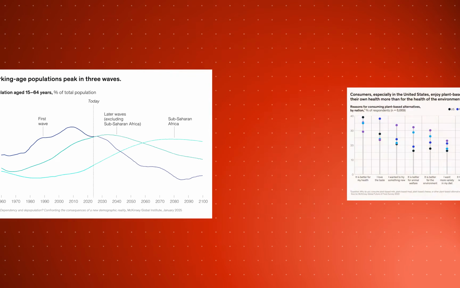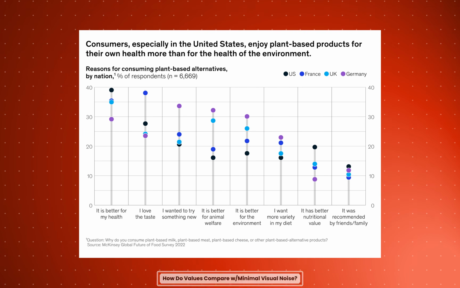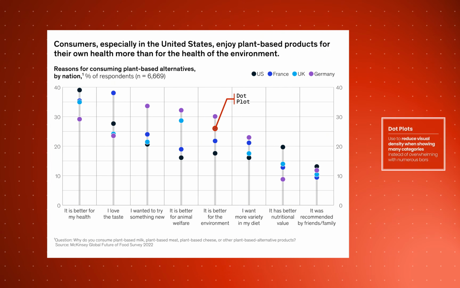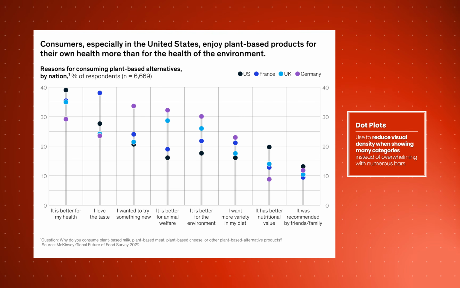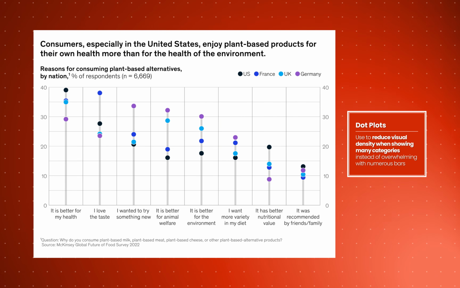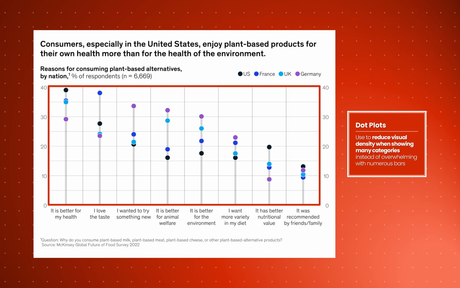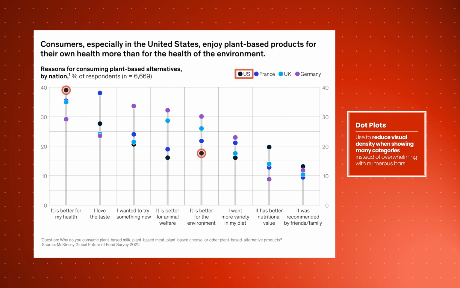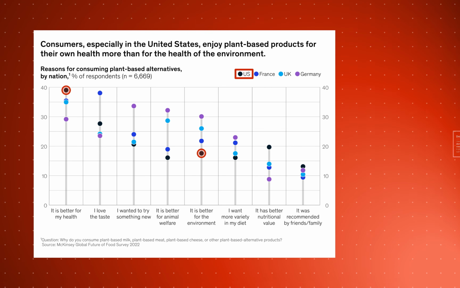Alright, the next effective chart type is what I've termed dot plots, which answers the question, how do values compare with minimal visual noise? Basically, they are used in place of bar charts to reduce visual density when you have a lot of categories. For example, in this slide from McKinsey, instead of using over 30 bars to communicate the story, McKinsey opted for simple dots to reduce the visual density and communicate the fact that consumers in the US enjoy plant-based products for their own health more than for the health of the environment.